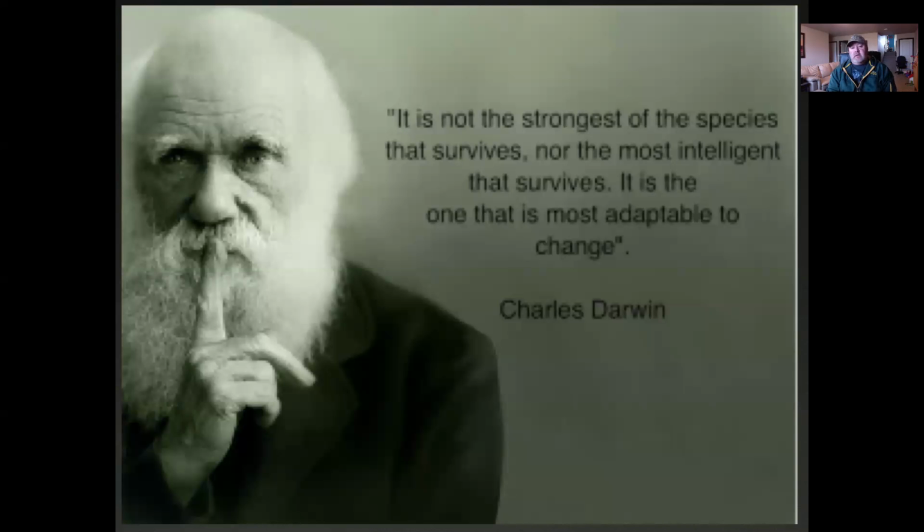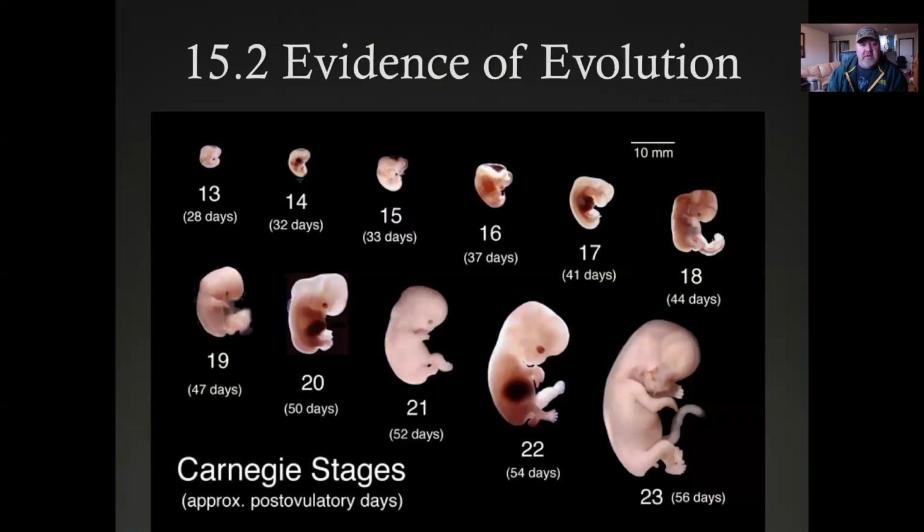So it's not, his quote is one of my favorite ones. It's not the strongest of the species that survives or the most intelligent, but the one most adaptable to change, right? Meaning the organisms that are the most flexible, the ones that can weather the storm, those are the ones most likely to survive and reproduce and have their genes passed on to subsequent generations. Okay, obviously we're not doing a pop quiz.